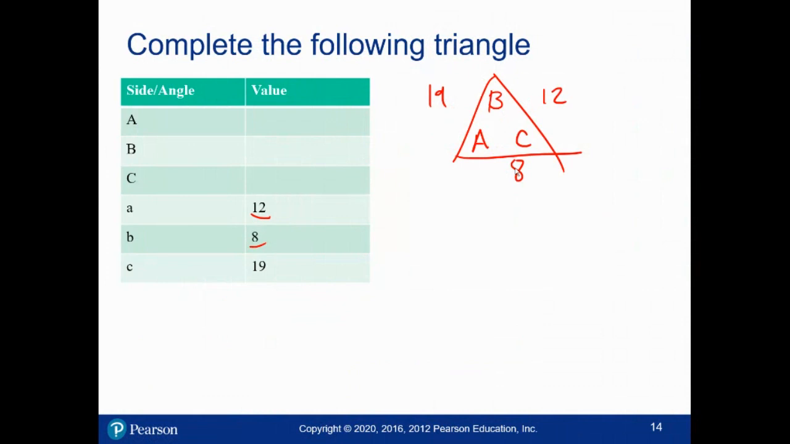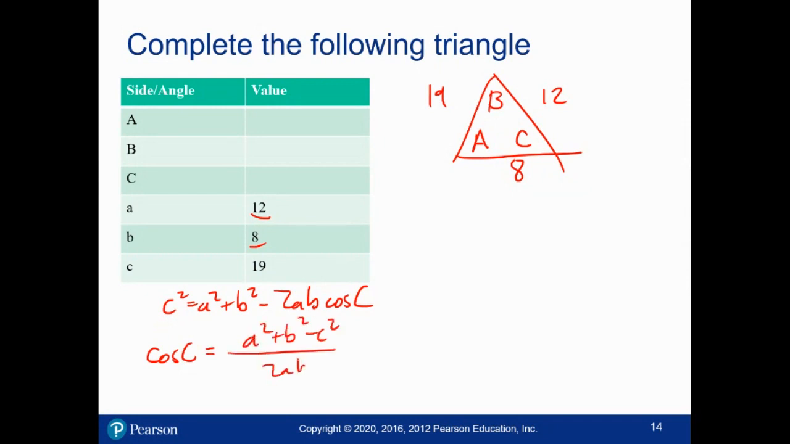So I need to start finding angles. It doesn't matter which one you find first, because we don't know any of them. So let's use, for example, this one. C squared equals A squared plus B squared minus 2AB times the cosine of C. This gives me cosine of C is equal to A squared plus B squared minus C squared over 2AB. So I'm going to plug those in. We're going to get 144 for A squared plus 64 for B squared minus 19 squared.